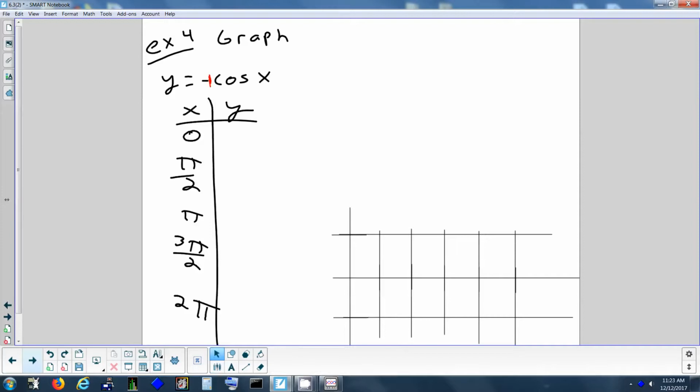And can anyone tell me what my y values will be? Keep in mind we have to make them all negative. 0. So negative 1, yep. 0, 1, 0, negative 1. Yeah. So normally the cosine part that we sketch looks like a V shape. This is going to look more like an N shape. It's going to be flipped over.